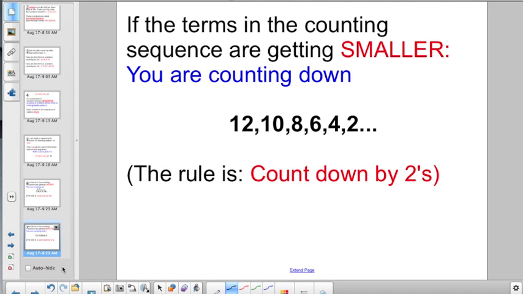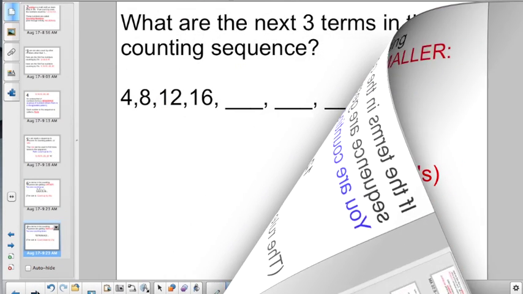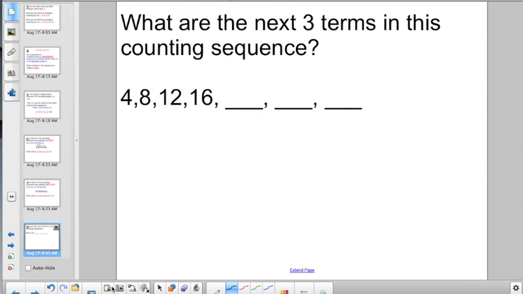Once I know the rule, I can figure out any term in a sequence. So they're going to be asking you questions like this. What are the next 3 terms in this counting sequence? Whether they want you to write it down or not, you always have to start off by figuring out the rule.